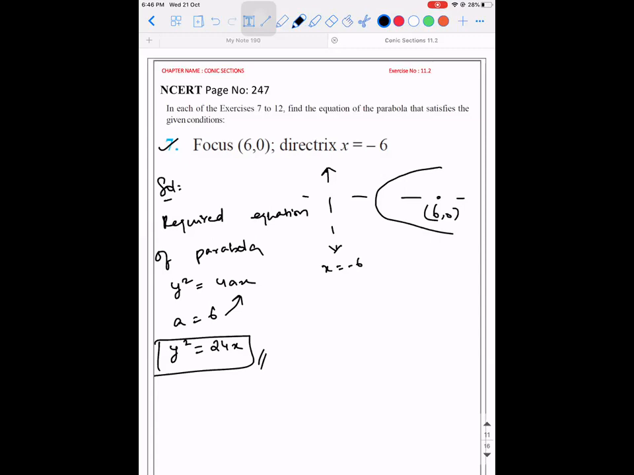Okay. So what they would expect is, if they are asking the same question for 4 marks, generally they will not do it, but if they want to give it for 4 marks, then you have to do what we did for the proof. You need to consider a general point P, measure this distance and this distance, equate them, and then solve. You should get y square is equal to 24x. But if they ask this for 1 mark, you can directly write it.